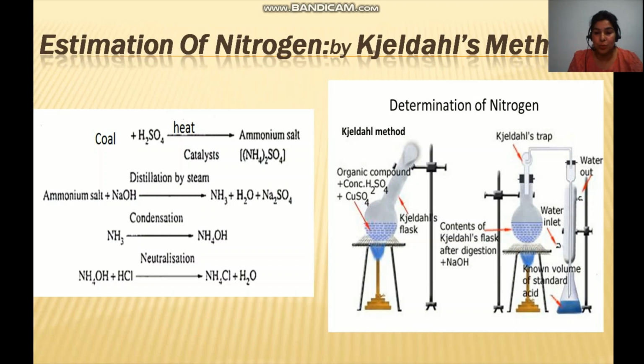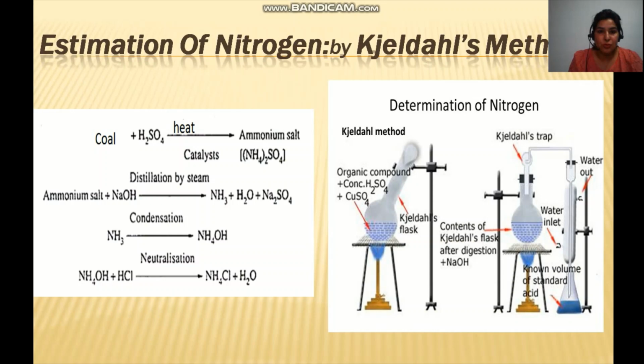This transparent solution is cooled and transferred into a round bottom flask and digested in the presence of alkali, that is NaOH, and ammonia is liberated. This ammonia is then transferred into a known volume of standard acid where the ammonia gets absorbed. Now what are these reactions?